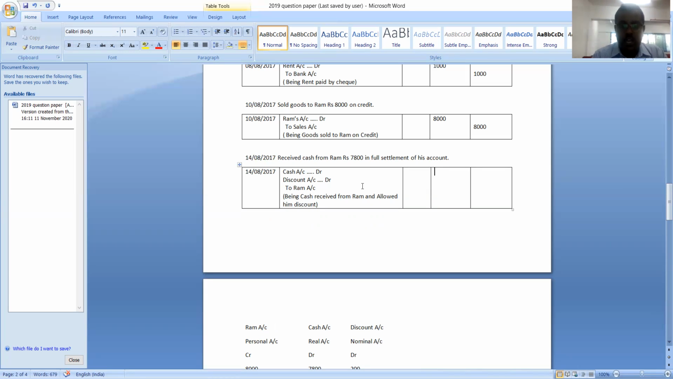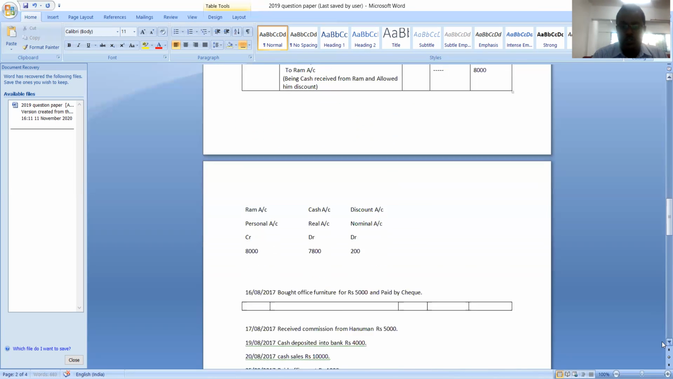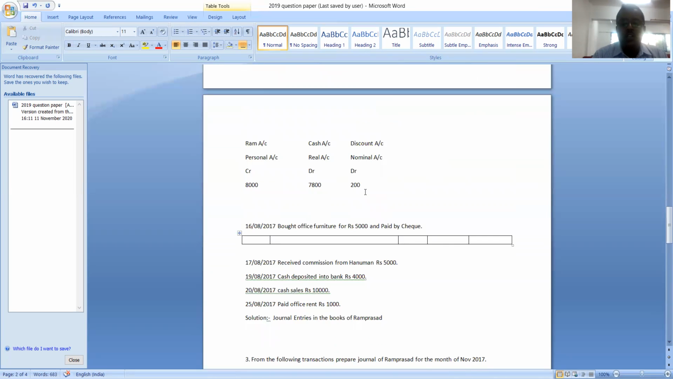Now the debit column: the cash account is debited. So parallel to the cash account, how much should we write? We should write 7,800 because we received 7,800. How much discount are we giving? 200. So parallel to the discount account, we should write 200. In the third line, we should write 8,000, since 7,800 plus 200 is 8,000. Always the debit balance should be equivalent to the credit balance. So let us move to the next transaction.